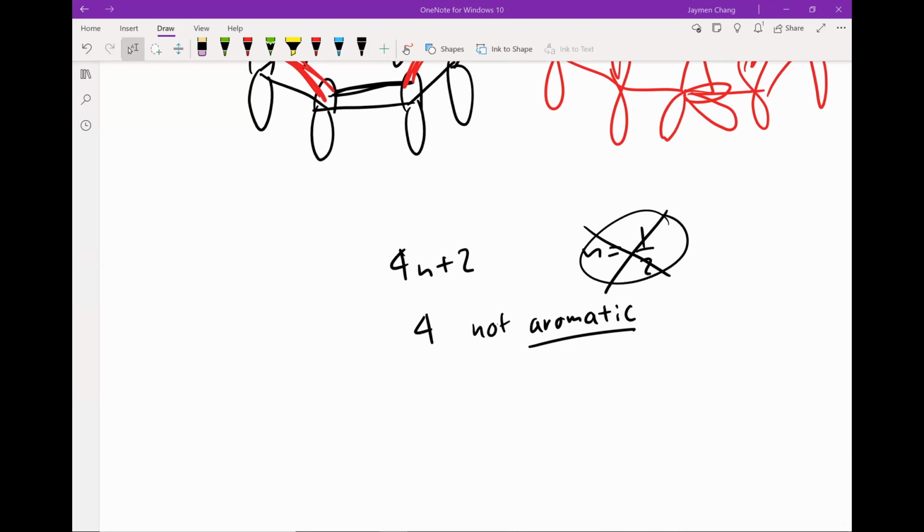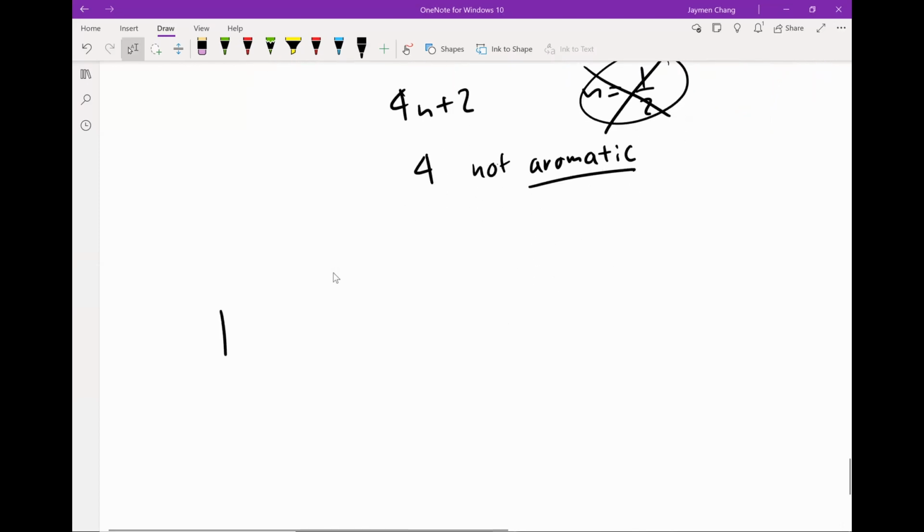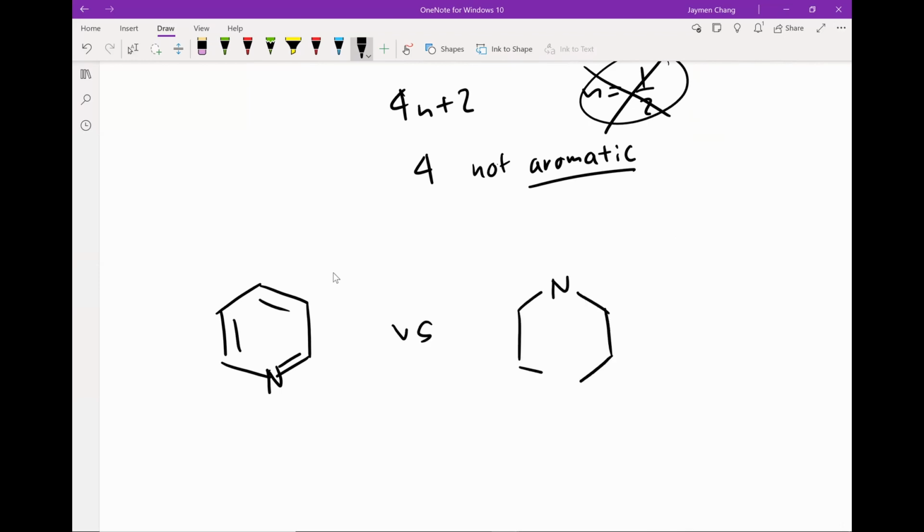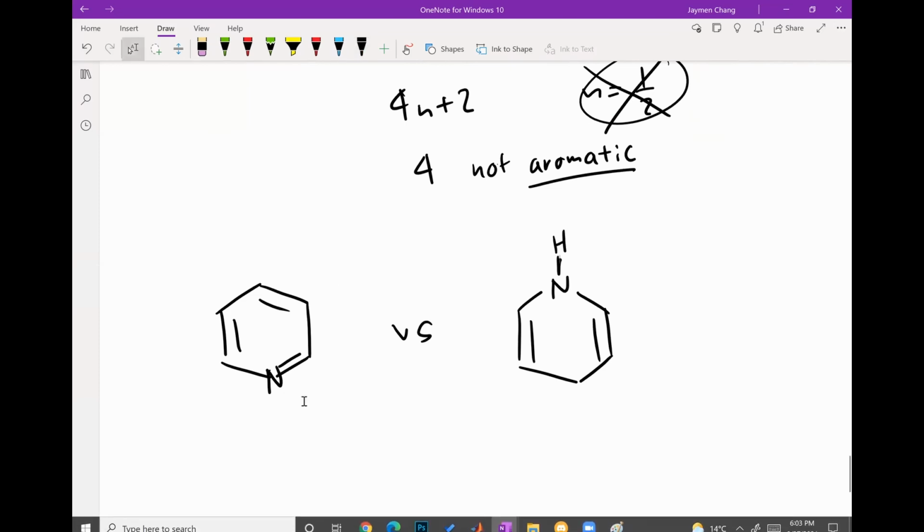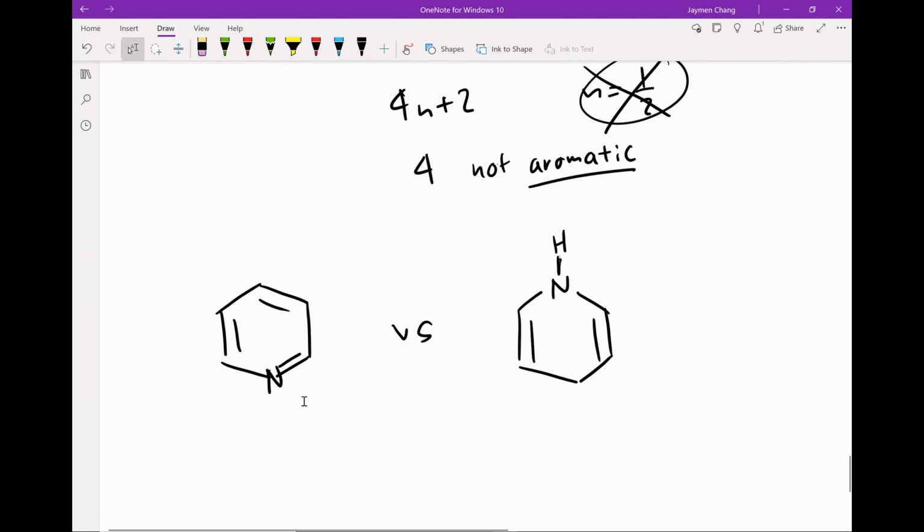So let's go over a quick example. And what we want to talk about quickly also is the localization of electrons. So what we want to see here is if we draw this one versus this one. If we take a look at these two structures, the question you want to ask is, are there any lone pairs that aren't drawn? Remember, with carbons, everything is implicit. And with the other elements, there may be lone pairs which are not drawn in.